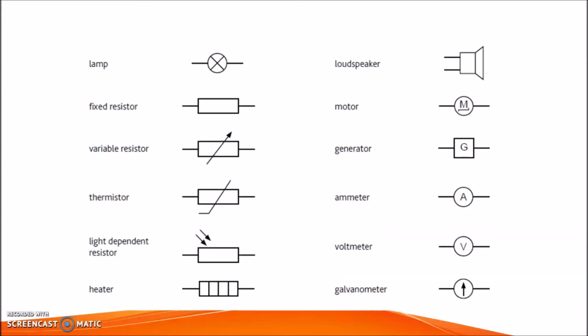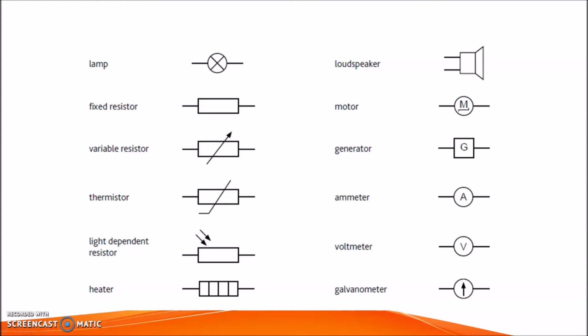The next one, the continuation from electrical symbol. You have lamp. Here you have fixed resistor, variable resistor, thermistor, light dependent resistor, as well as heater. If you look at these 5 symbols, all are almost the same. But I already briefed you guys in class what is the difference between these 5 and how to remember them. And then here you have ammeter, voltmeter and galvanometer.